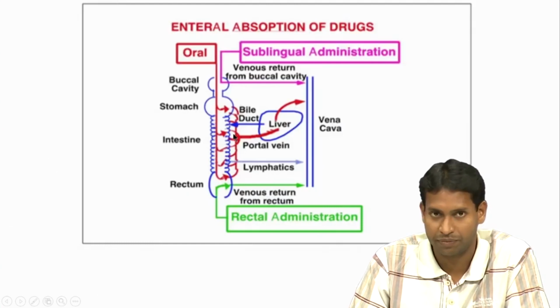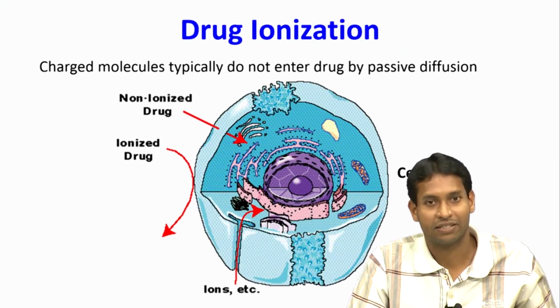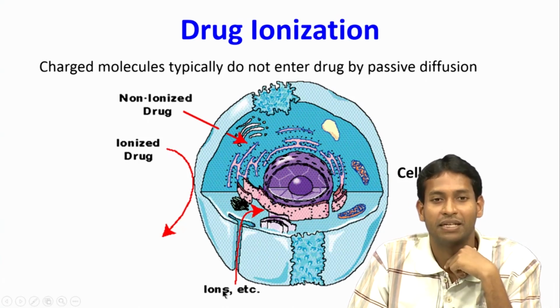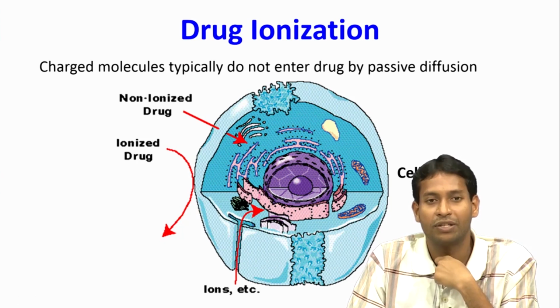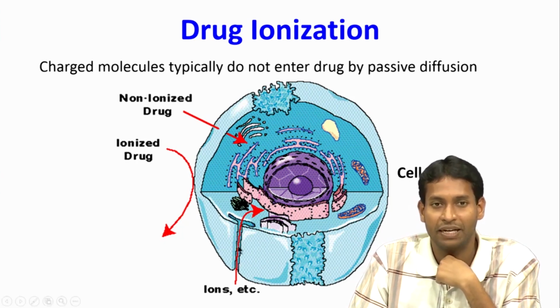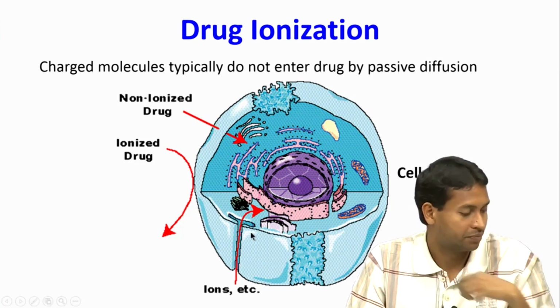Of course, one thing that I should mention is cells have their own mechanisms for taking up ionic molecules. So, they have channels and special proteins that carry the ions across the membrane.